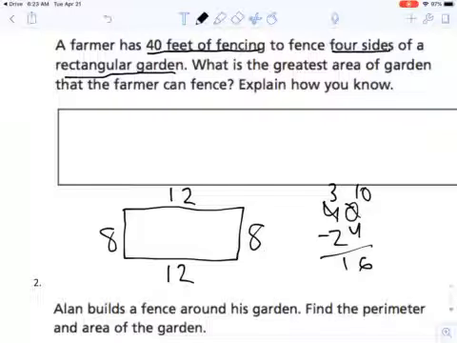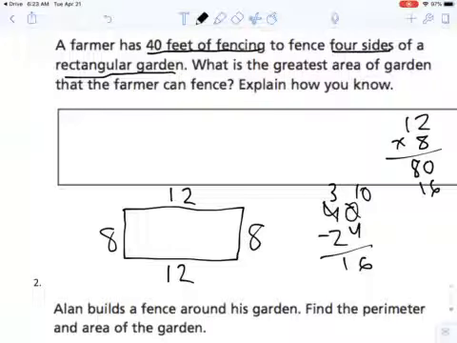And so what is the greatest area that I can do? Well, my area then is just 12 times 8. 1 times 8 is 8. We add my 0. And 2 times 8 is 16. And I can add that up. 6 plus 0 is 6. And 8 plus 1 is 9. So 96. Okay, that's pretty big. But I'm going to have to play around a little bit and try some different ones to see if that actually is the greatest area that I can do.